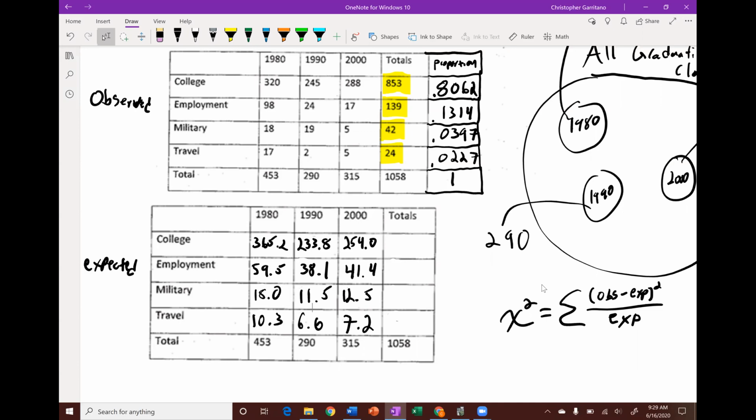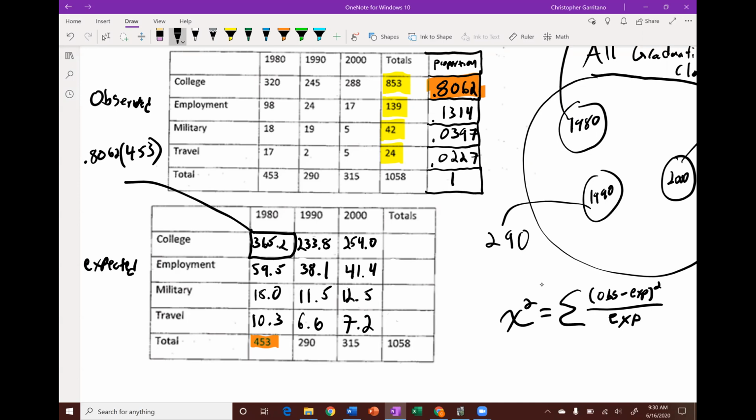So again, this value 365.2, just to be explicit about how I calculated it, I took the 80.62, which is our best estimate of overall college decisions, and I multiplied it by the total people that were in our 1980s sample, right? And so that should be the number of people we expected to choose college in 1980, and very similar for the rest of those.